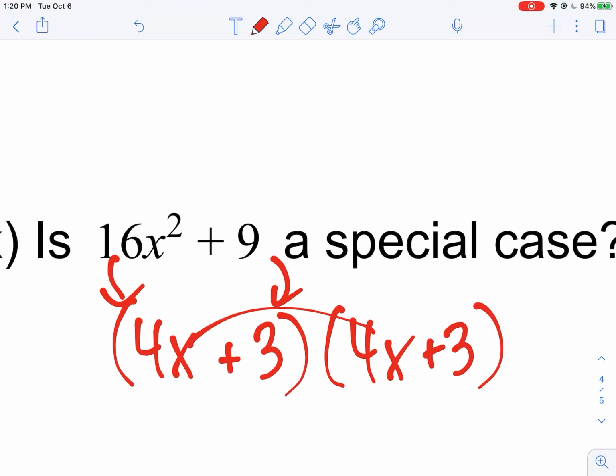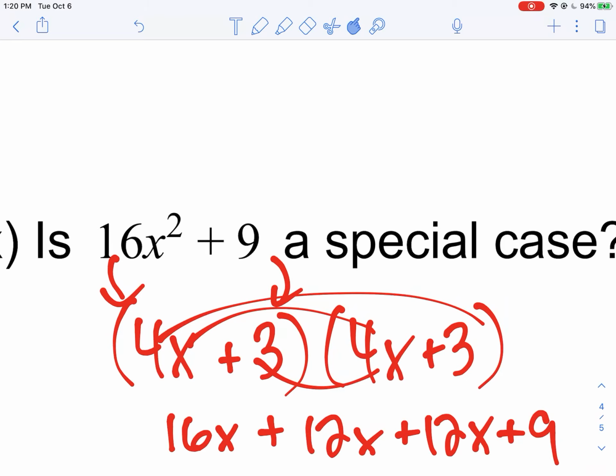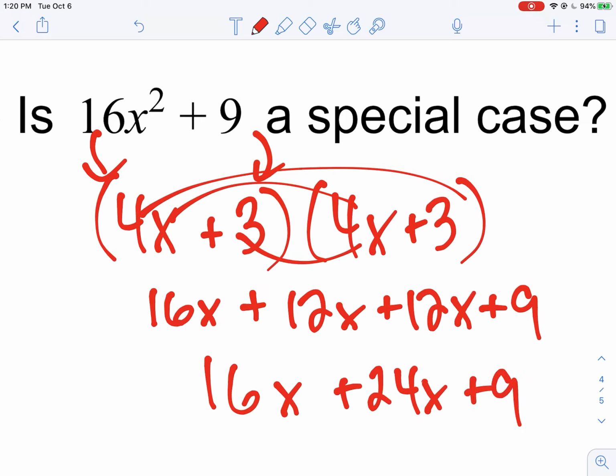You get the term in the middle. You do 4x times 4x, you get 16x squared. 4x times 3 gives you, oh, let me fix that, 12x. 3 times 4x gives you 12x. 3 times 3 gives you 9. You haven't canceled anything out in the middle. You can't do that using addition. You need to have two opposite operations. This is not a special case.